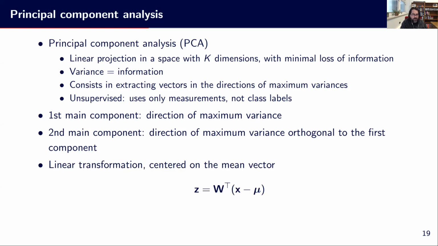And as such, the linear transformation is centered on the mean vector. So basically we get something similar to what we had before, but here Y is equal to W transpose times X minus mu, where mu is the average value. So we are centering on the mean value and we are applying the transformation given by W transpose.